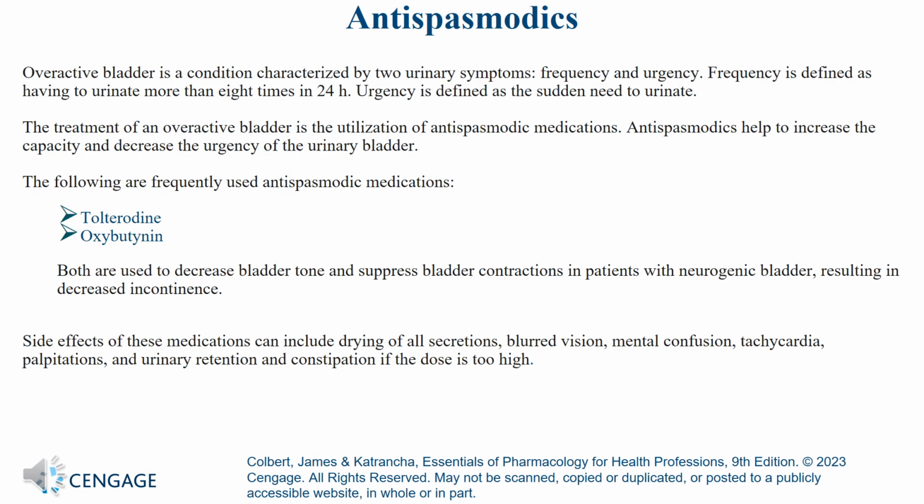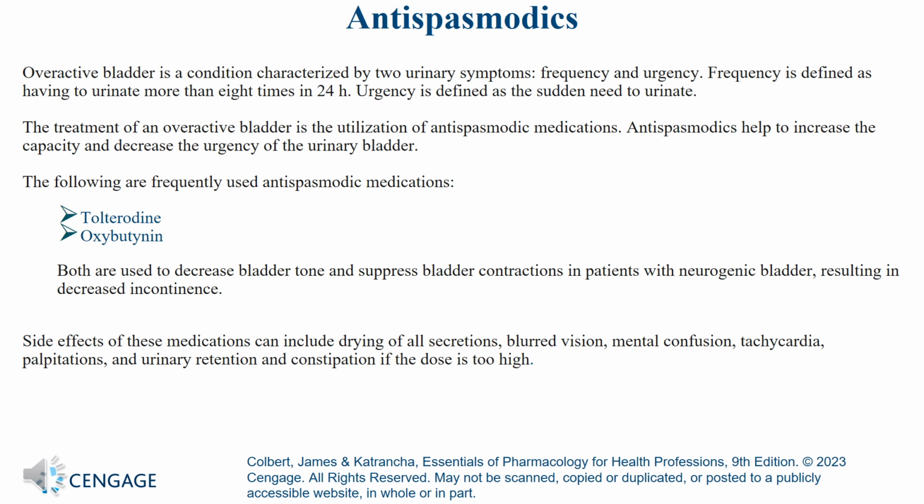We're going to look at antispasmodics. Overactive bladder is a condition characterized by 2 urinary symptoms, frequency and urgency. Now, we think they are the same, but they're not. Frequency is defined as having to urinate more than 8 times in a 24-hour period. Urgency is defined as the sudden need to urinate. The treatment of an overactive bladder is the utilization of antispasmodic medications.